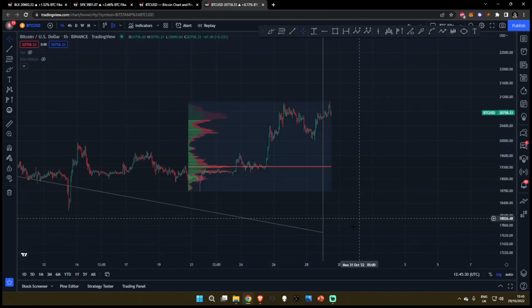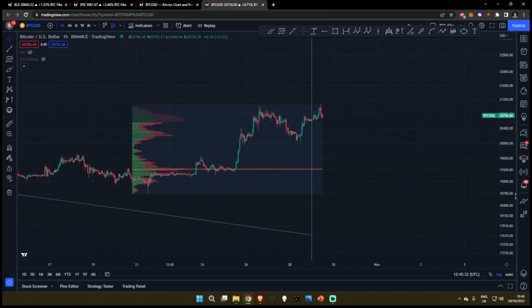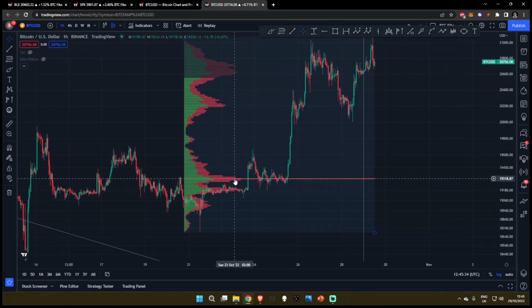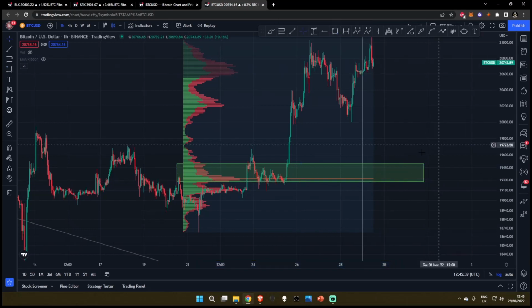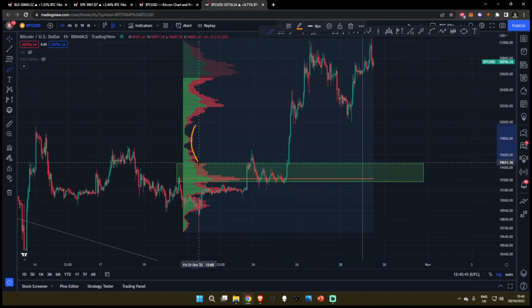For example, if we're pulling a range, you can really see, if we zoom in, this was the point of control. We were trapped beneath this thick area where volume was traded, right around this point of control. And then as soon as you cleared this, the volume profile started tapering to the upside, and we started running to the upside.